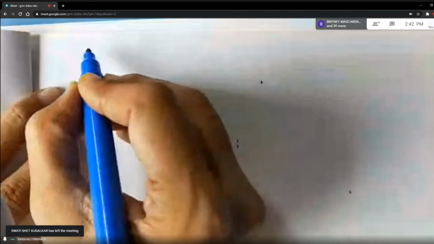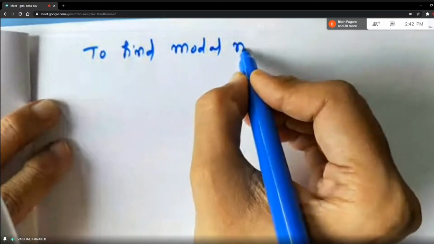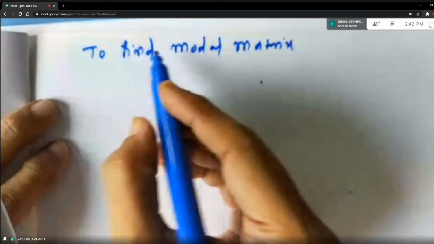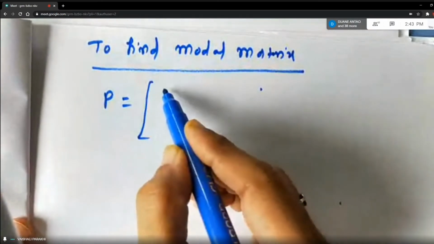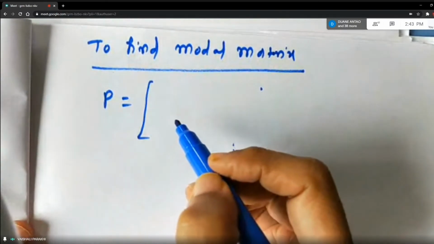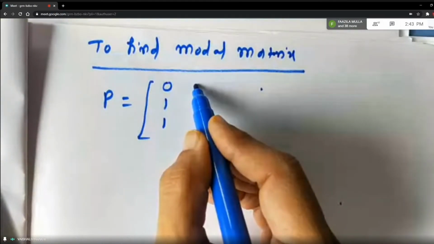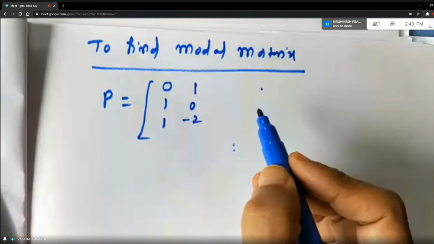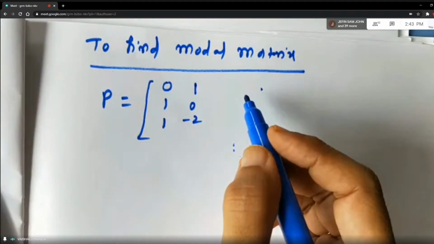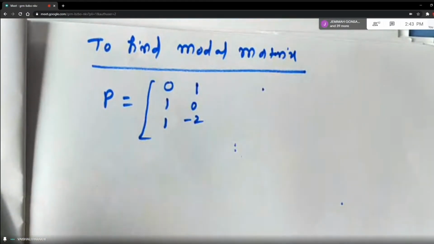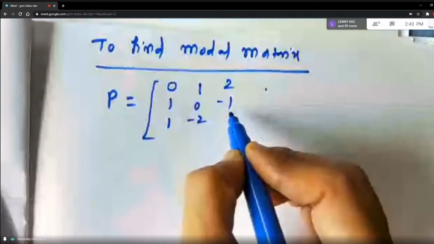Okay, so the next step is to find the modal matrix. What I said about the modal matrix, students, is that it is denoted by the letter P. The first column is the first eigenvector, which I got as 0, 1, 1. The second column is the second eigenvector, 1, 0, minus 2. And the third column is the third eigenvector, which I got as 2, minus 1, 1.